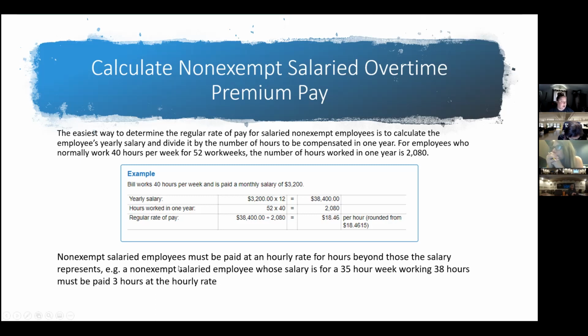All right. So again, if you're a non-exempt salaried employee, you are scheduled to work some sort of set hours per week. And if you work over those set hours per week, you are due an overtime premium. So for example, if you are a salaried non-exempt employee and you are scheduled for 35-hour weeks, but you work 38 hours in 1 work week, you actually get 3 hours of hourly pay above and beyond your normal 35. Since it's not over 40 though, you don't get overtime pay. Does that make sense?